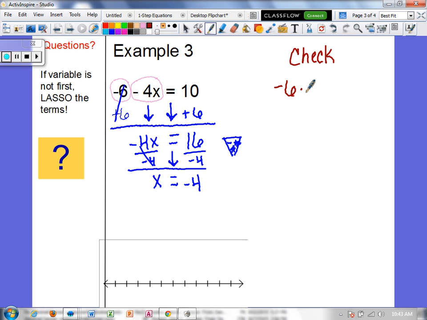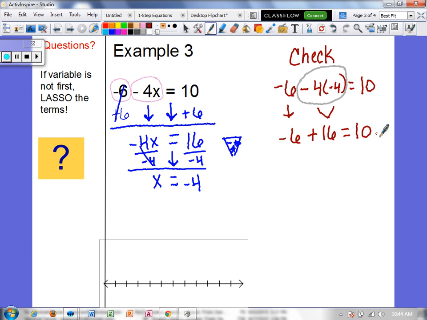So -6 minus 4 times -4 will equal 10. So let's remember order of operations. We have subtraction, we have multiplication. We want to solve multiplication first. So I want to solve -4 times -4. A negative times a negative is positive. 4 times 4 is 16. Now, this is a positive 16, so I'm going to put a plus sign and then carry down the -6. And that should equal 10.